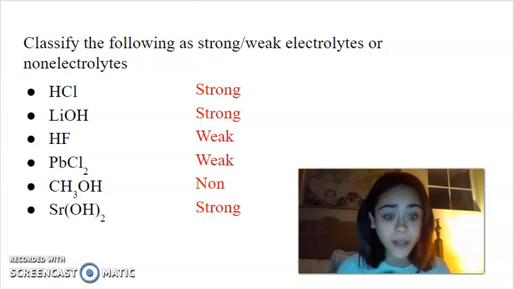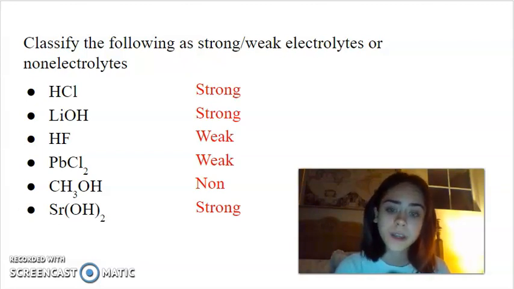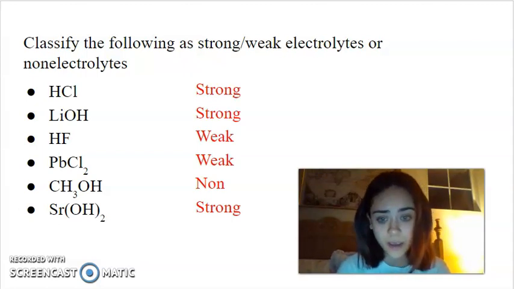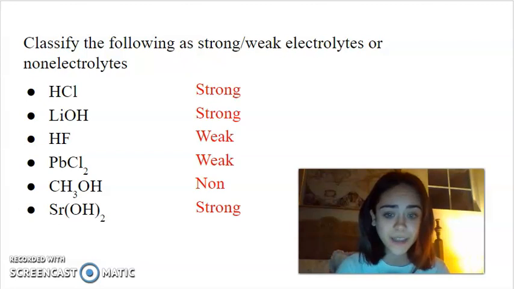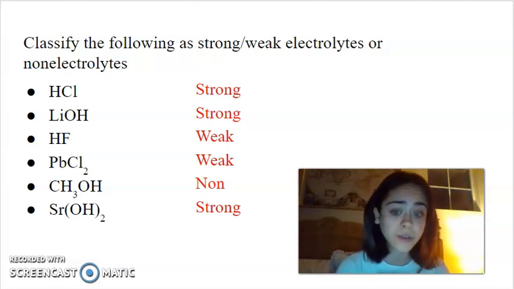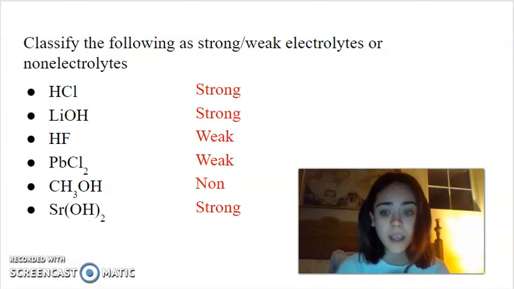PbCl2 is going to be a weak electrolyte because this is an insoluble ionic compound. Even though it's insoluble, there is still a tiny bit of ionization. It partially ionizes, so that's a weak electrolyte. Now CH3OH, this is a non-electrolyte because this is like our sugar example, right? Is anything here going to break up into ions if we were to put it in water? No, so therefore this is a non-electrolyte.